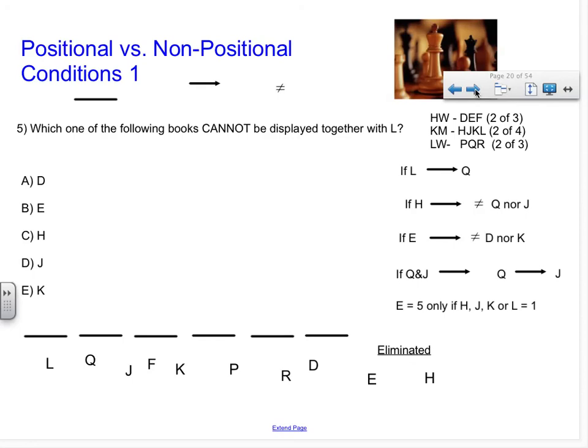Please take a moment to read through question 5. Press pause, and when you are ready to continue, press play.